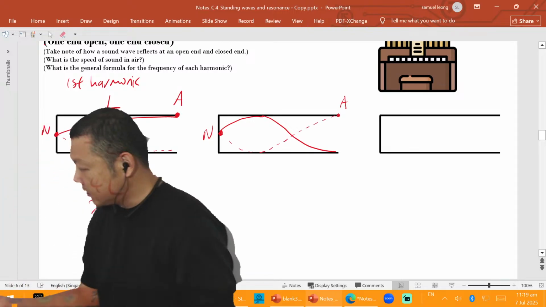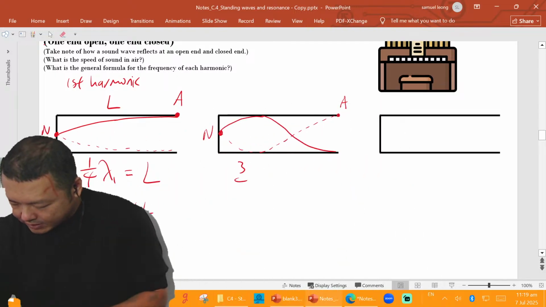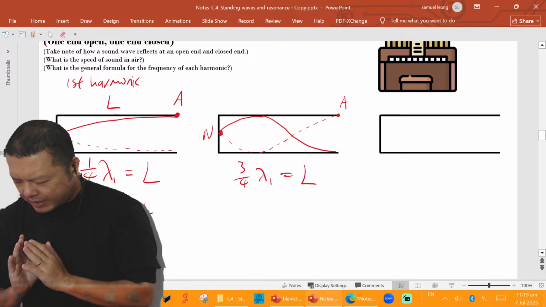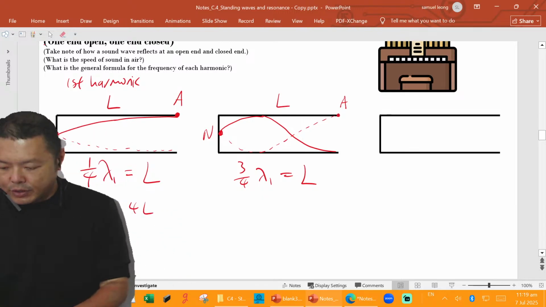So this one again, three quarters. Three quarters of a lambda equals L. Is that correct? Three quarters of lambda equals L. Yeah, that's right.